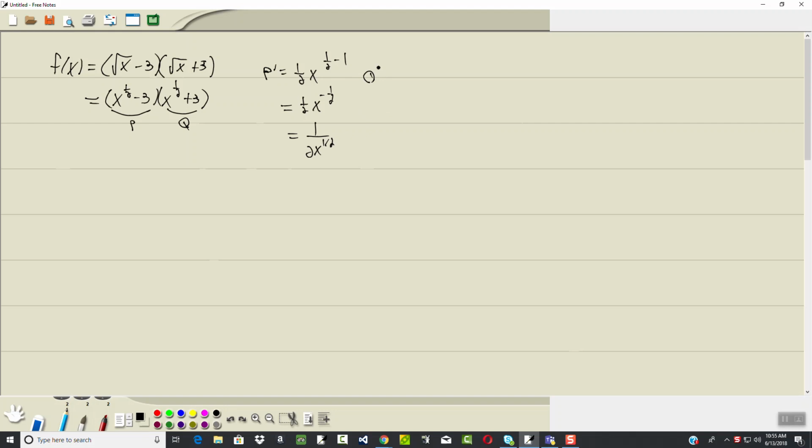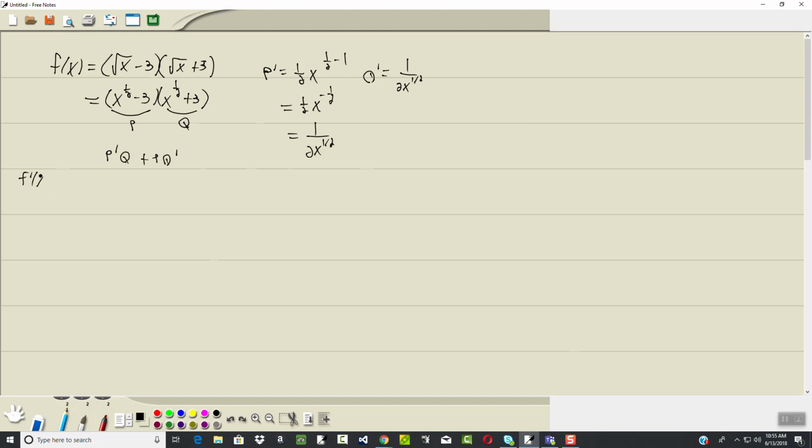Now q prime, the 3 is going to drop away, it goes to 0, and we got x to 1/2 again. So it's going to be the same value as that. So that'd be 1 over 2x to the 1/2. Our formula is p prime q plus p q prime.